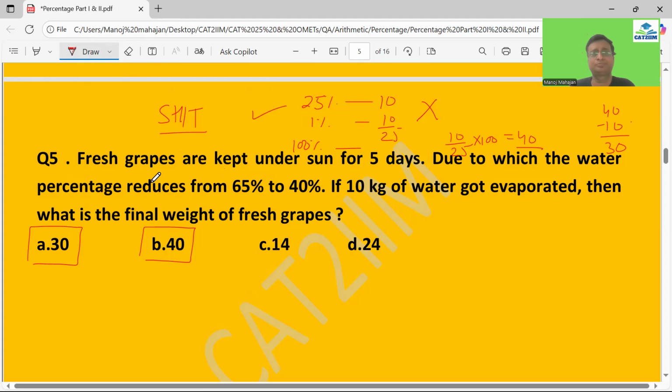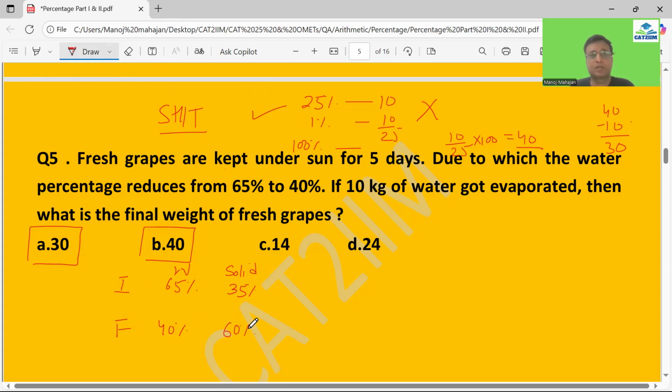Let's understand how. See, 65% was the water percentage. So can I say the solid part, if I look over here, would have been 100 minus 65, that is 35%. So that is of the initial, if I talk about. Final, the water percentage becomes 40%. So the solid percentage would become what?